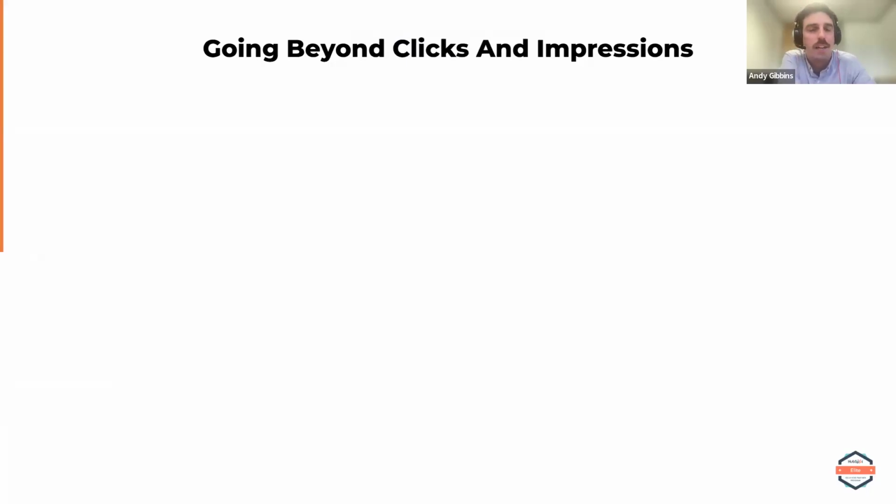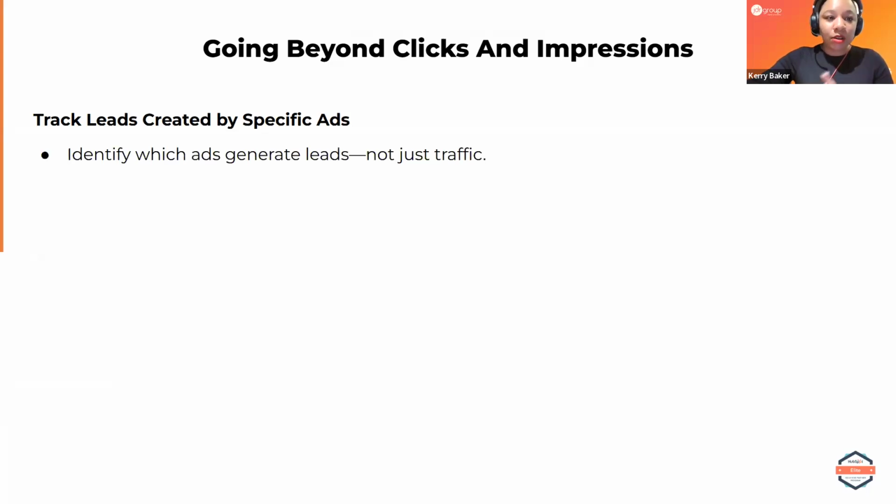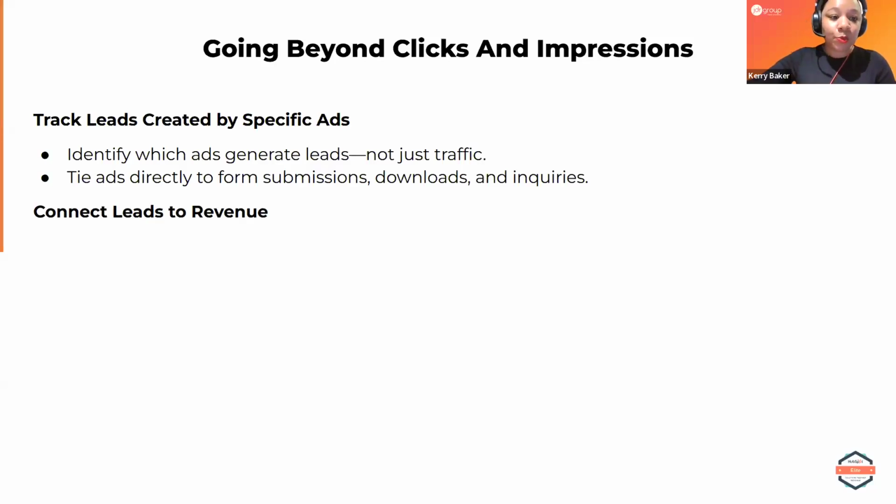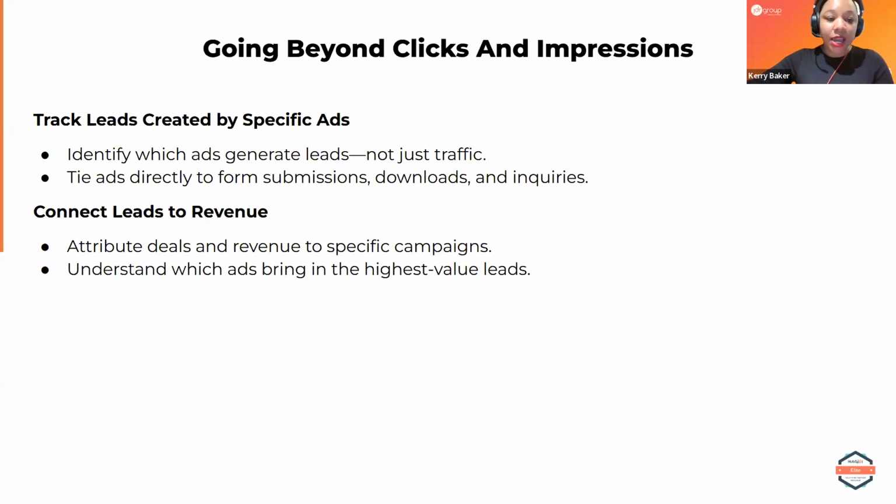So that's fine. What I want to talk about is how you can go beyond clicks and impressions. With HubSpot, you can track leads that are created by specific ads, which I talked about earlier. HubSpot lets us track how specific ads have led to actions like form submissions, downloads, or inquiries. So you can tie your ads directly to form submissions and downloads. You can also connect leads to revenue. So you can attribute deals and revenue to specific campaigns and really understand which campaigns are working for you. So which are bringing in higher value leads, which are underperforming, etc.